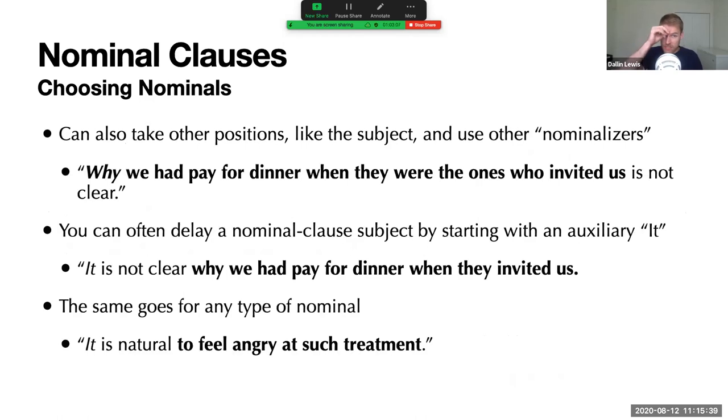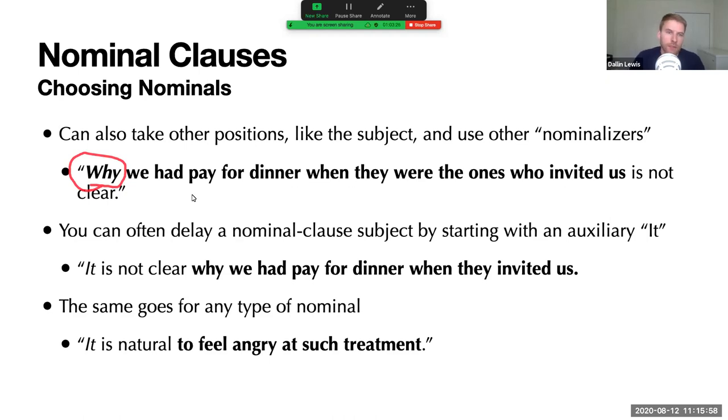Now, nominal clauses will also play the part of the subject, like this example. Why we had to pay for dinner when they were the ones who invited us is not clear. So why is an interrogative that can start a nominal clause, and this whole bolded part is nominal.